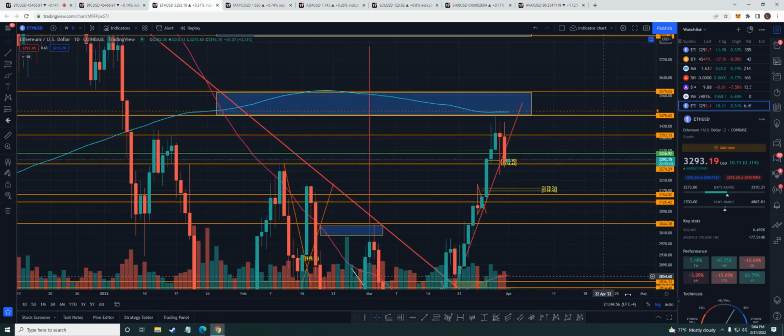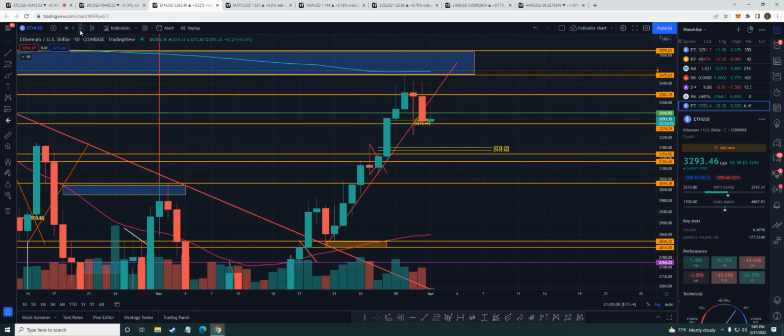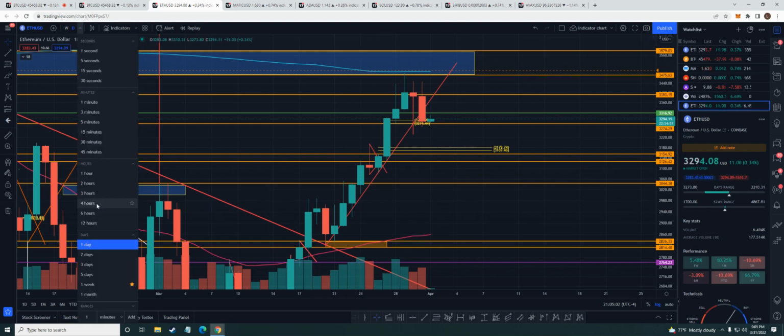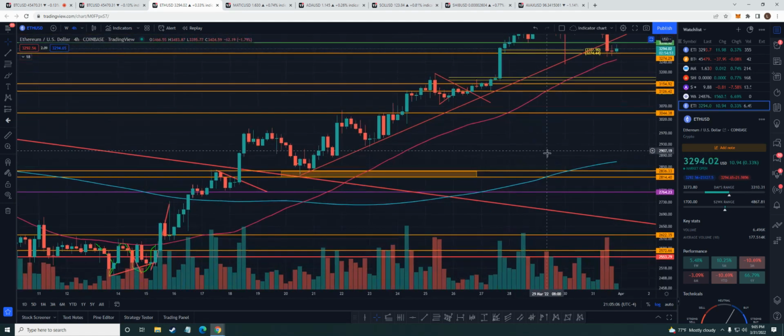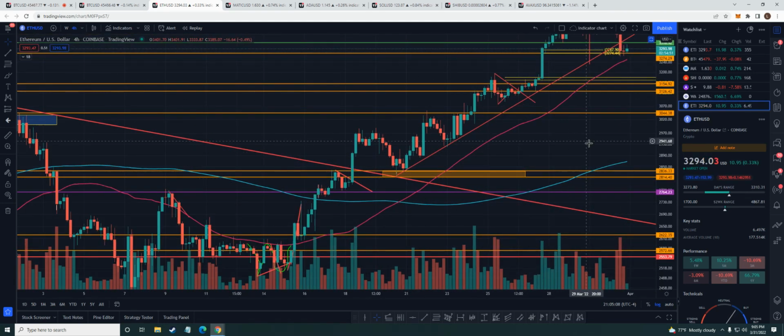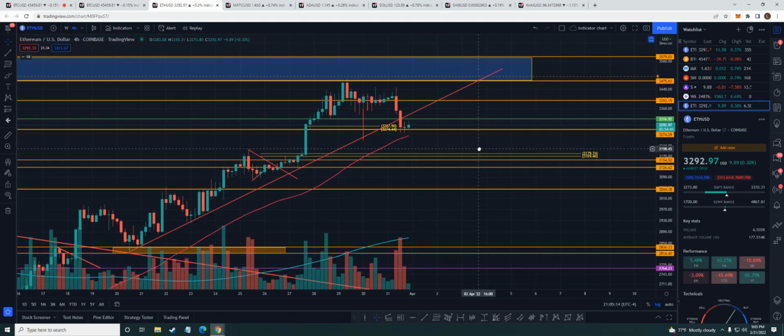Okay. Ethereum, we had this beautiful trend right here. Let's go to the 4 hour. You can probably see it a little bit better. We had a beautiful trend right here. Look at that, boom, boom, boom. A held trend, held trend, held trend. And then bang, we broke the trend. Then we came up and got rejected at it.